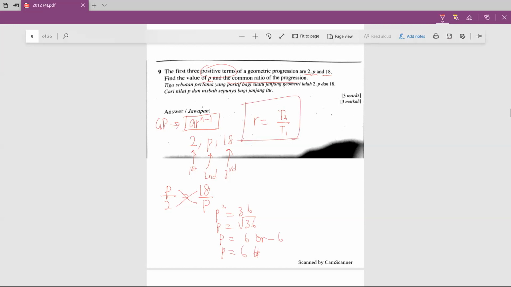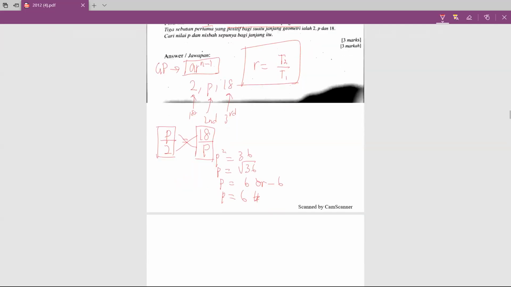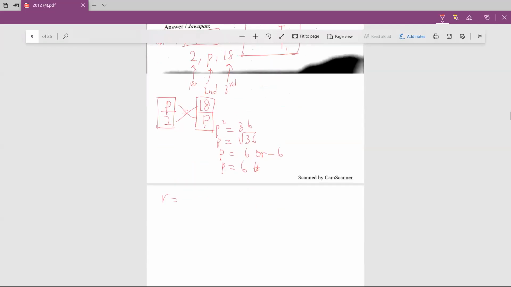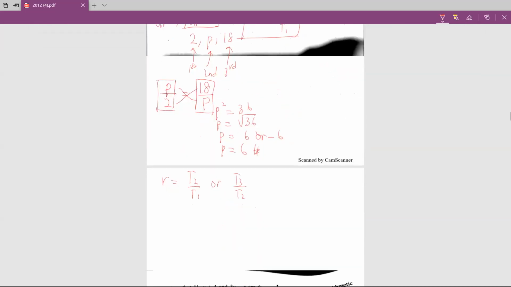Kita kena tahu yang common ratio means T2 over T1. So sekarang kita dah buat T2 over T1 kat sini. Tak tahu value. So kita cuba T3 divide by T2. Okay, sekarang kita tahu both of this will equate to the same thing. P akan jadi a value. We can now find the value of P, right? Understand? Now we find the common ratio, T2 over T1 or T3 over T2. Doesn't matter. Kita dah tahu yang sekarang 2, 6 dengan 18.